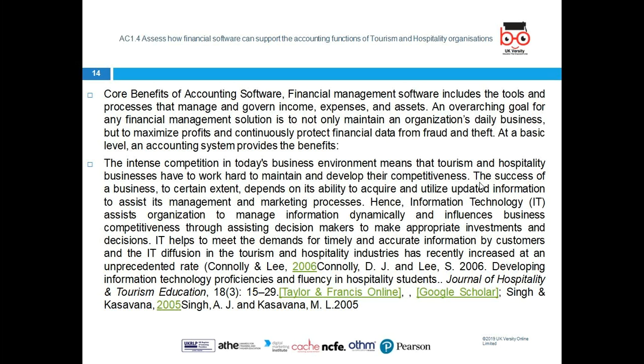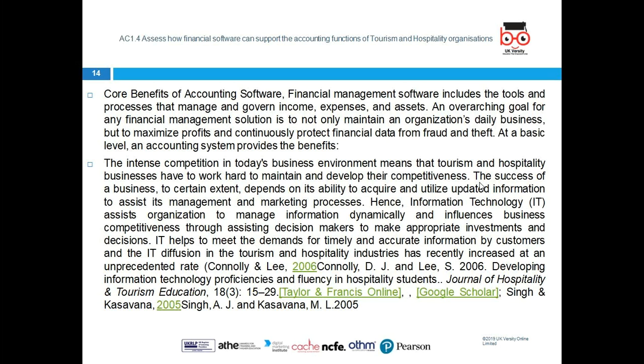Intense competition in the business environment means the tourism and hospitality industry has to work hard to maintain and develop its competitiveness. We need to create a competitive advantage in our organization. We should work better than our competitors, and other countries who are our competitors, in terms of providing the best customer services.